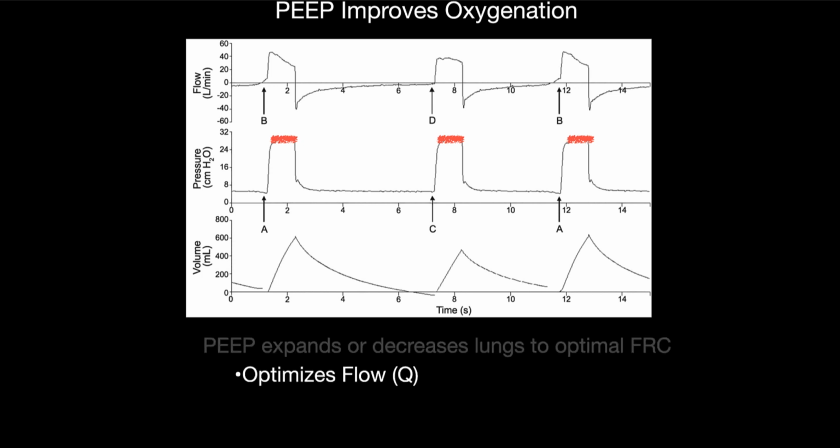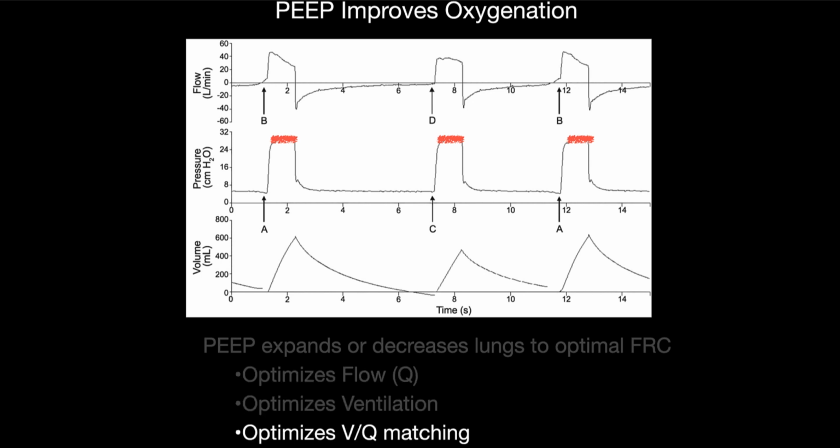It optimizes flow, it optimizes ventilation, and it optimizes the ventilation perfusion matching. This is a core concept. Functional residual capacity is where we do our best. But when you get sick, your functional residual capacity can get too small in restrictive lung disease or get too big in obstructive lung disease. And then you have all sorts of problems. In mechanical ventilation, by blowing in pressure and keeping the lungs better expanded or less expanded, improves oxygenation.